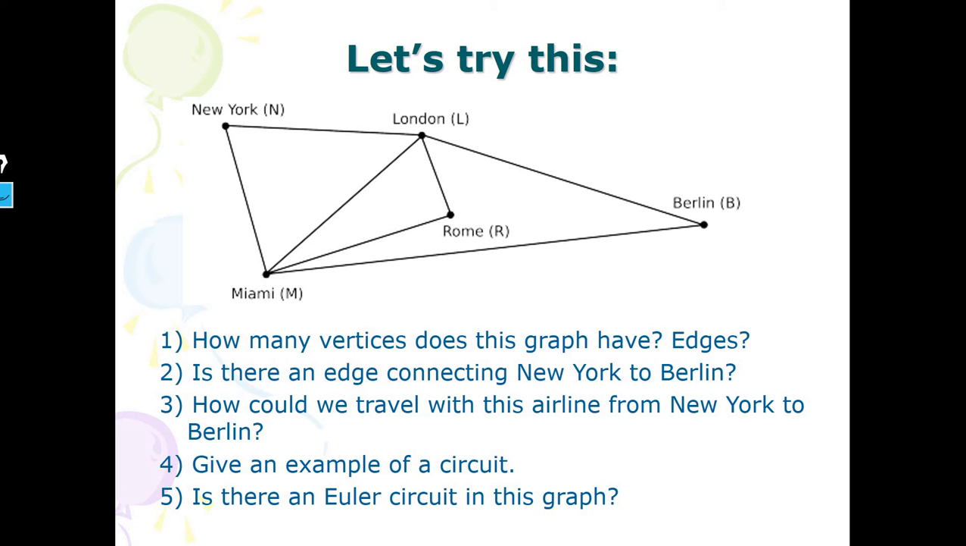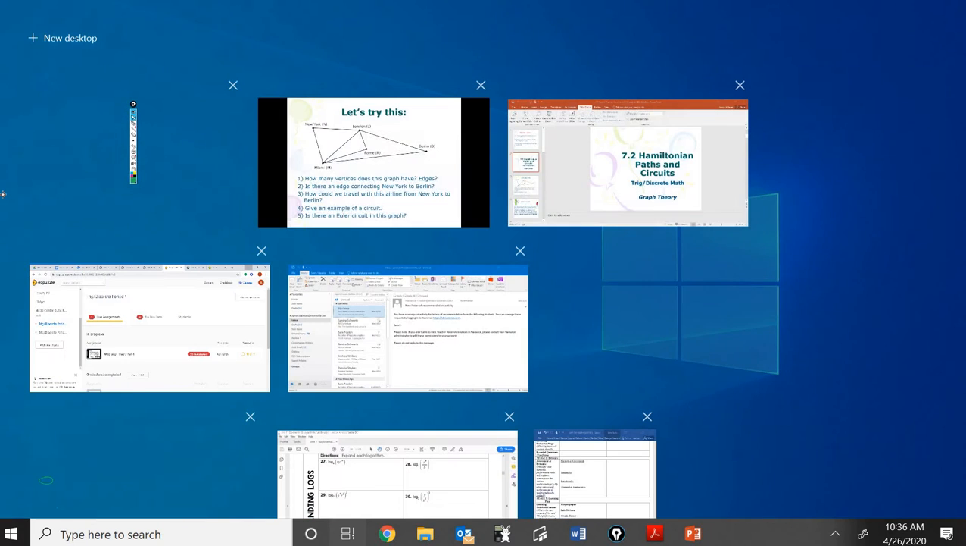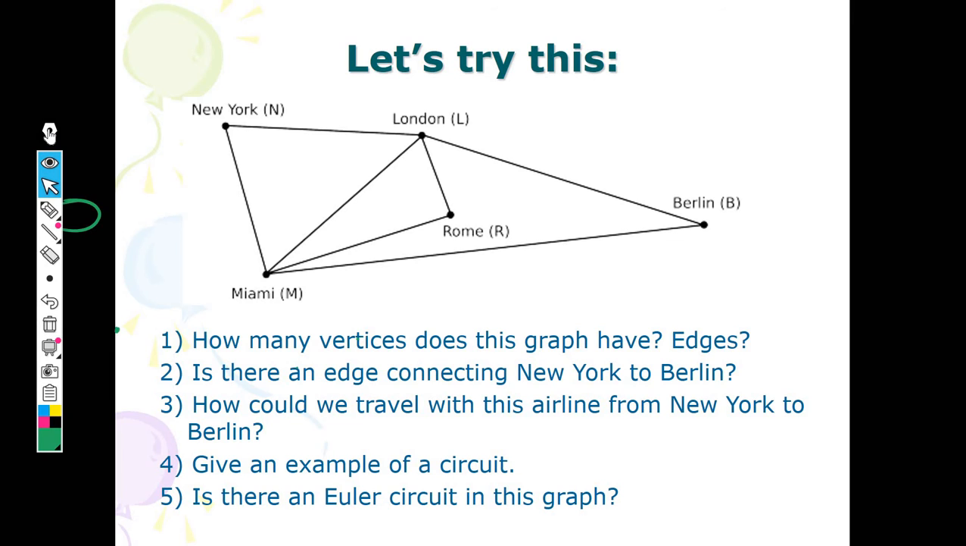As you can see, there is New York, Miami, London, Rome, and Berlin. They are represented by the vertices. So number one says, how many vertices does this graph have? If you're counting all the dots, there are 1, 2, 3, 4, 5. Now, how many edges does it have? 1, 2, 3, 4, 5, 6, 7 edges. Those are all the lines.